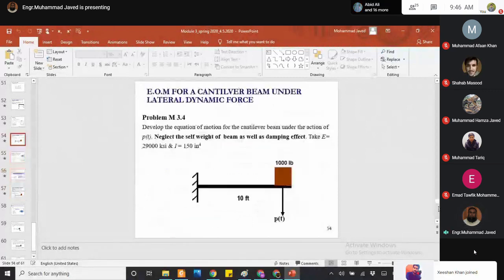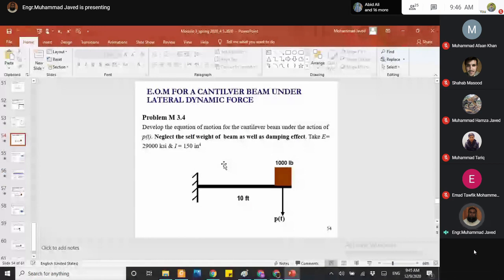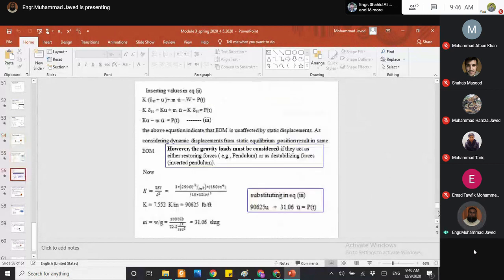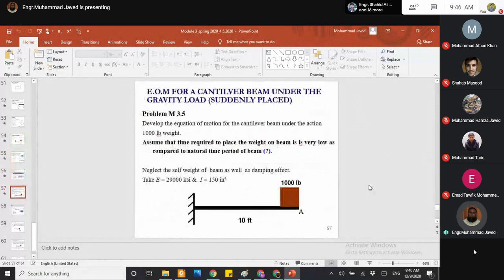Now solving another problem: develop the equation of motion for the cantilever beam under the action of dynamic force P of T. Neglect the self weight. We have already solved this equation. Now we shall solve another problem: develop the equation of motion for the cantilever beam under the action of 1000 pound weight.